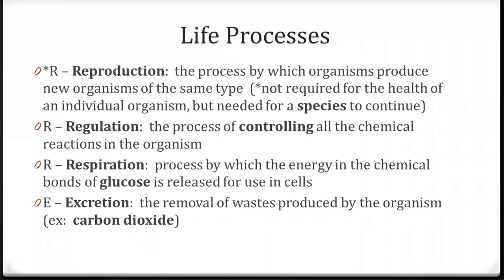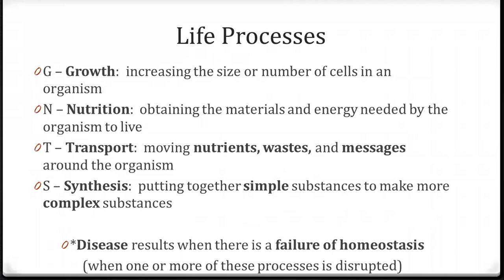2, regulation. The second R is regulation, the process of controlling all of the chemical reactions in the organisms. I guess with some blanks it might have been tricky, but I think you guys can do it. R, respiration, the process by which energy in the chemical bonds of glucose is released for use in the cells. E, excretion, is the removal of waste produced by organisms, like removing carbon dioxide. G, growth, is increasing the size or number of cells in an organism.